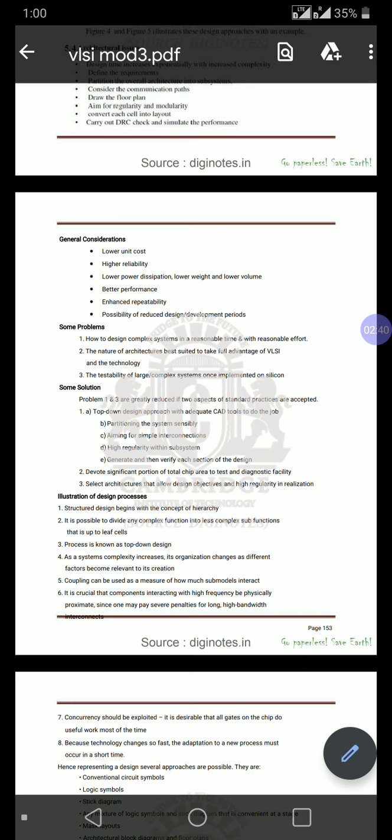First one is we can go to a top down design approach with adequate CAD tools to do the job. B, partitioning the system sensibly. C, aiming for simple interconnections. D, high regularity within subsystems. E, generate and then verify each section of the design.